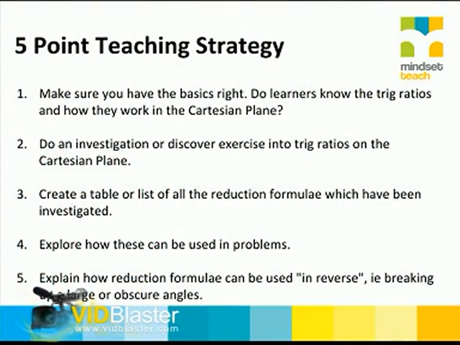Yes, so step 3 is for learners themselves to discover and create a table of all the reduction formulae that have been investigated. The point of creating a list is for them to discover and then record their results instead of just copying a list, so it would be developing it from the investigation. Correct, yes. And obviously through that they would be watching out for patterns within it, or figuring out how it works, if there's any pattern or way that they can see why it works.